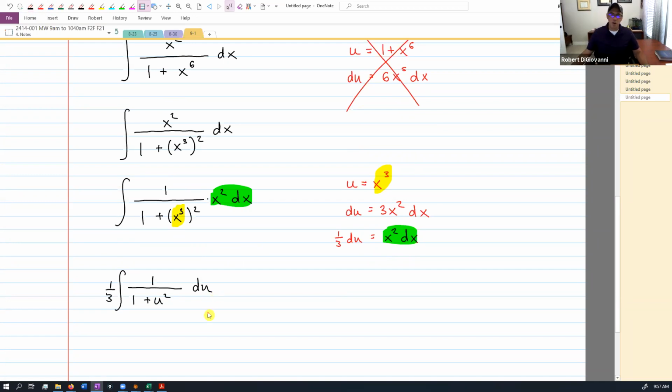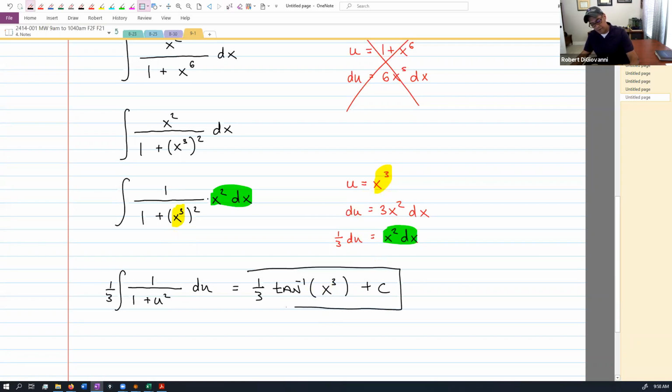Are there any questions on where any of this is coming from? That is arctangent. So 1/3 arctangent of u plus c, but I'll go ahead and replace the u right now. I'm just going to go ahead and replace the u with x cubed. This should be our antiderivative.